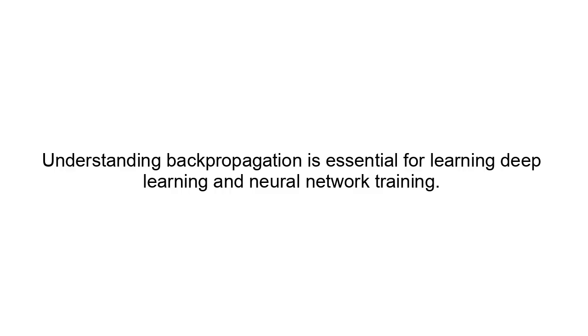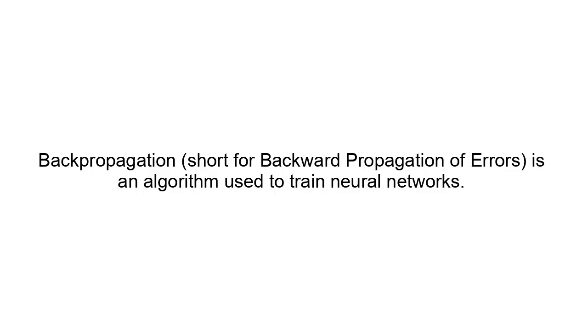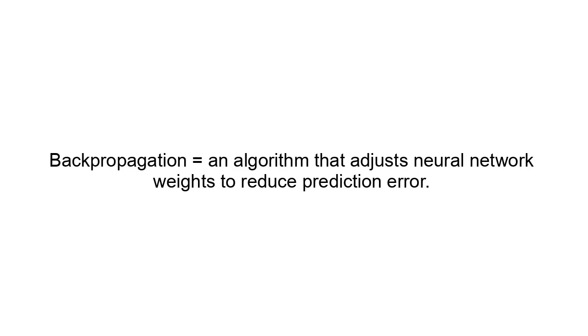What is backpropagation? Backpropagation, short for backward propagation of errors, is an algorithm used to train neural networks. It works by calculating how much each weight in the network contributed to the prediction error. In simple terms, backpropagation is an algorithm that adjusts neural network weights to reduce prediction error. Example concept: prediction, then error, then backpropagation, then weight update. The goal is to minimize the loss function during training.